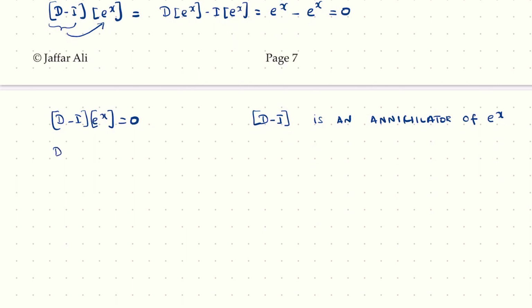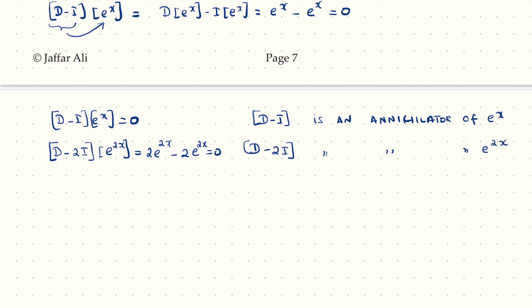Similarly, if you take a look at d minus 2, I don't have to write it down, but just for the sake of clarity, d minus 2I of e to the 2x, what happens to that? Let me quickly show this. This is d of e to the 2x, the derivative of e to the 2x, which you all know is 2e to the 2x, minus 2 times I, which is by itself 2e to the 2x, and it's going to give you 0. That means I can say d minus 2I is an annihilator of e to the 2x.